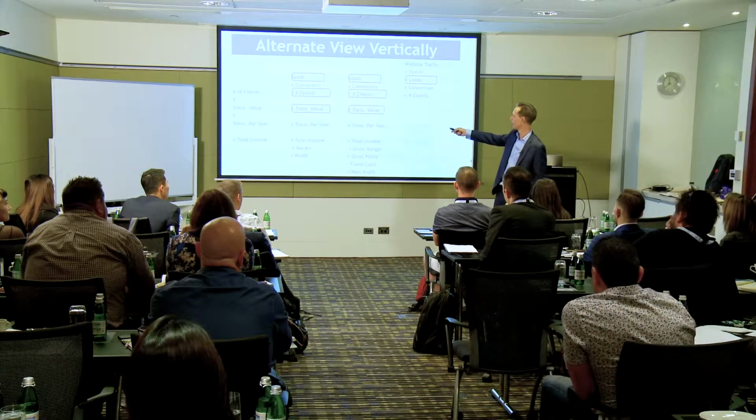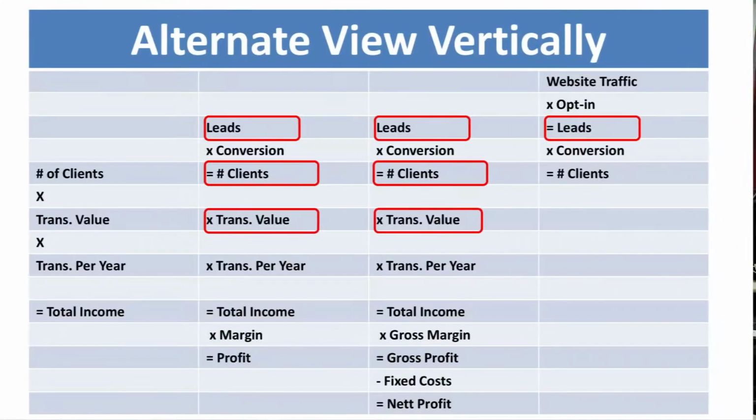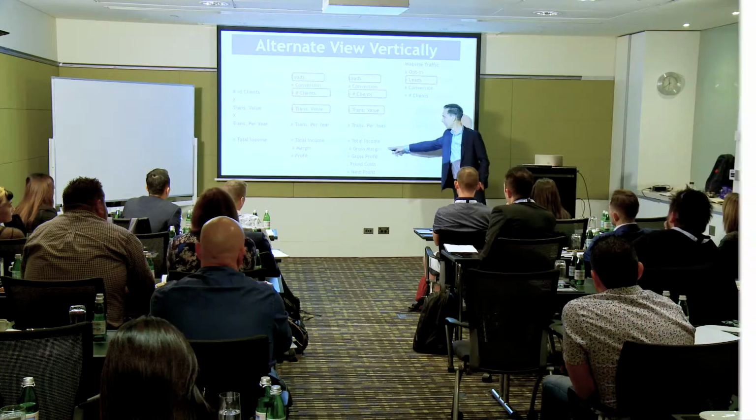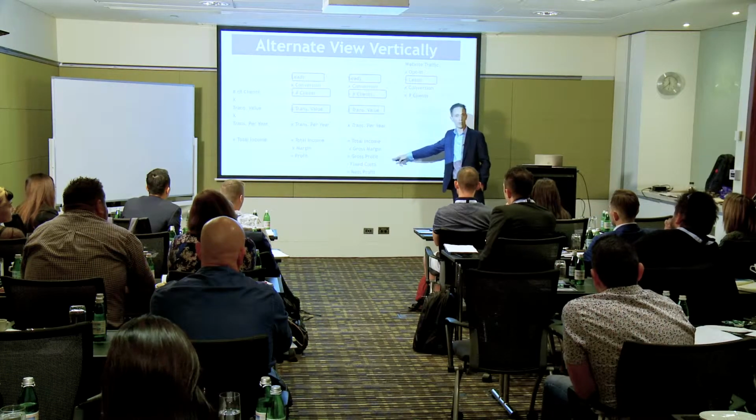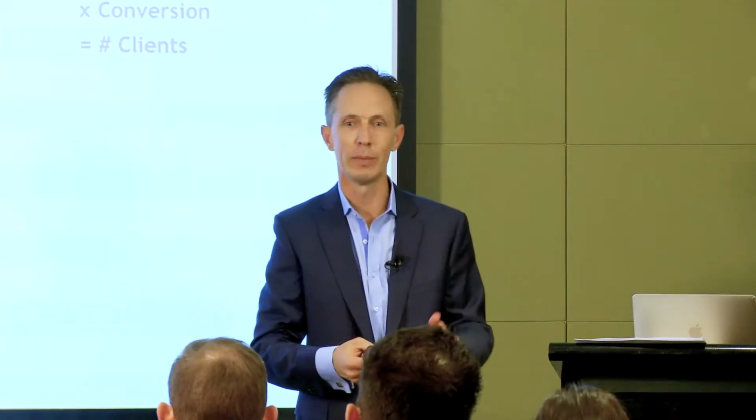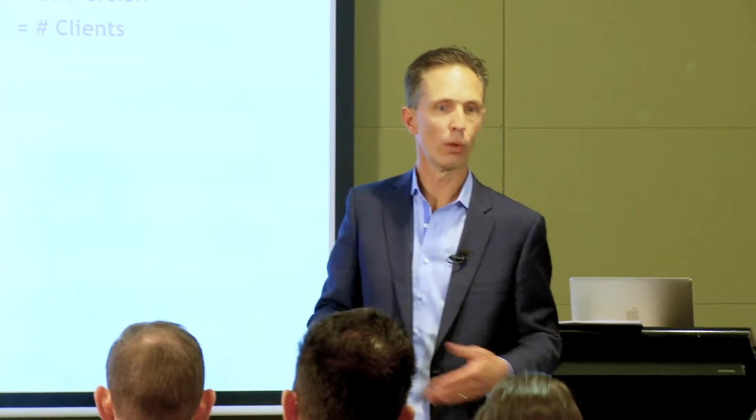So continue down through. Leads times conversion, number of clients times transaction value, transactions per year, total income, margins down to profit. Now you might see it this way. People might break it down and they might have gross margin to get down to your gross profit, less your fixed costs for your net profit, depending on how you structure your business, where you put your marketing in, all those sorts of things. A digital or purely online business, which doesn't have a physical product, might not even know the words cost of goods sold.